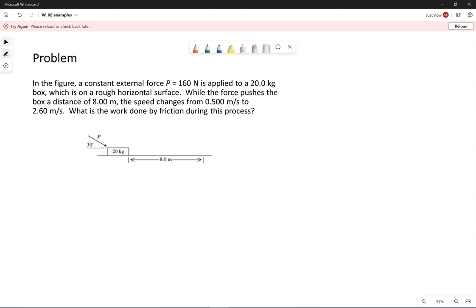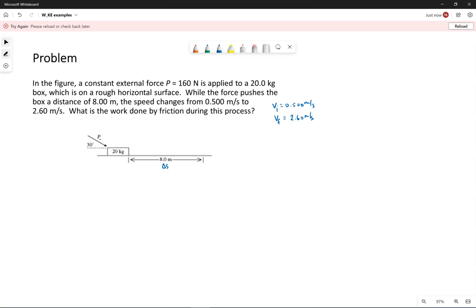We have another example here. We have a box. We're applying this external force P shown in the picture. It's at an angle of 30 degrees with the horizontal. Let's see, we push a distance of 8 meters, so this is our delta S. Our speed changes from an initial speed of 0.5 meters per second to a V final of 2.6 meters per second. And we want to find the work done by friction.